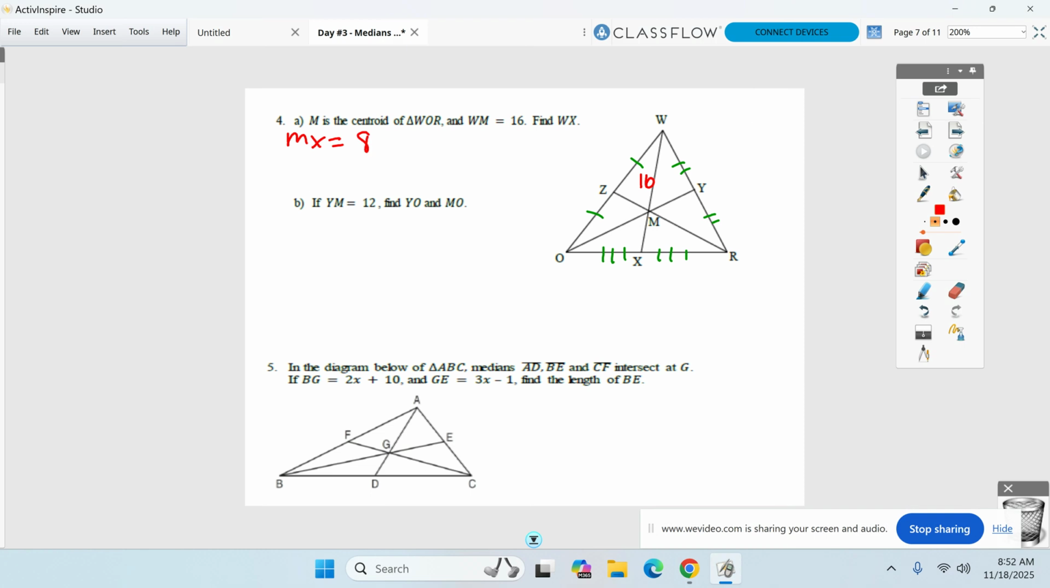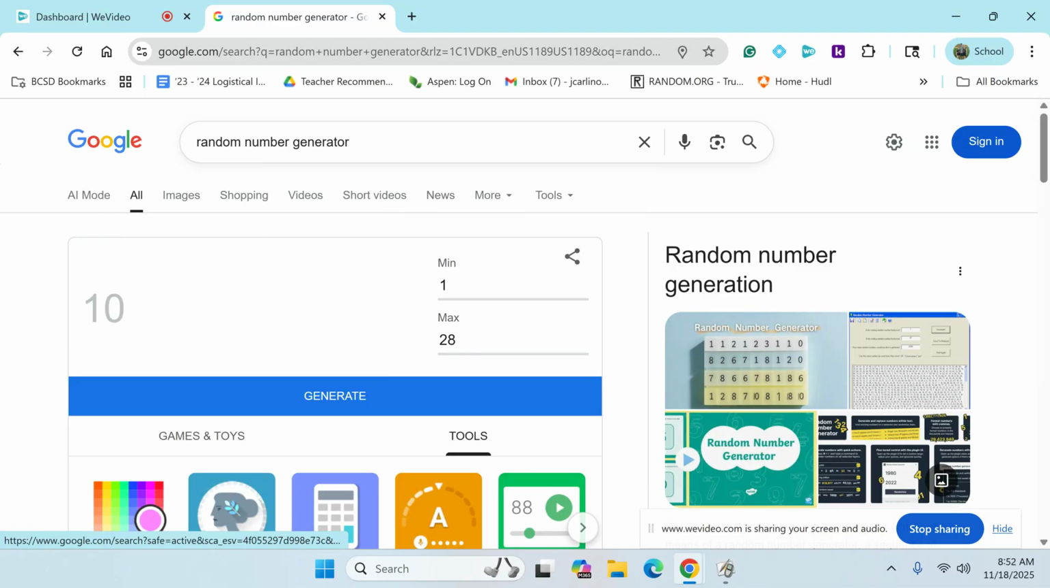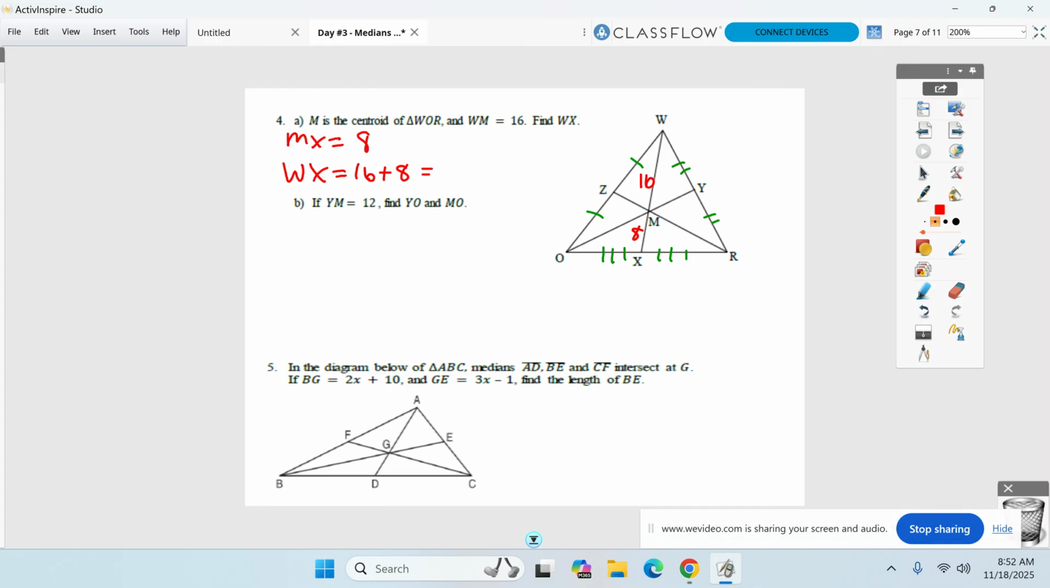Good job. And now all of us can hopefully confidently find the whole median WX. But I needed MX first. Okay, so what is that whole thing going up and down here? I love it. Evelyn, how long is the whole thing? 24 units. Questions from you guys there?